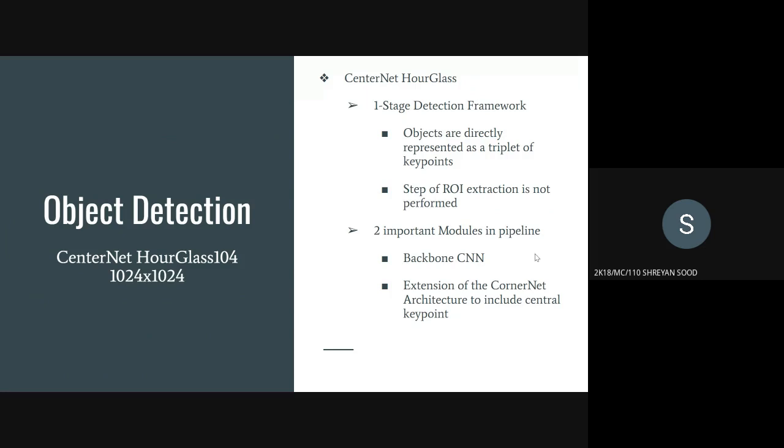Hence, CenterNet builds upon this, and this module was extended to add a third central key point using center pooling operation, which provided the ability to perceive visual patterns in the center of the detected objects and hence identify the correctness of the bounding boxes by itself.